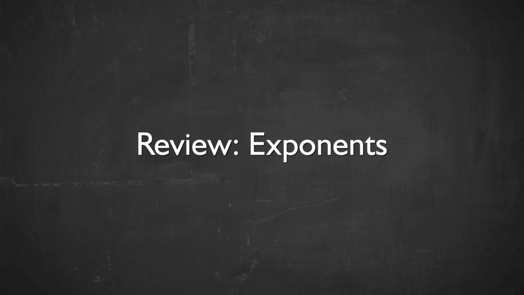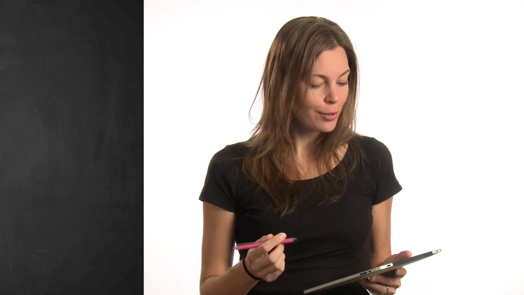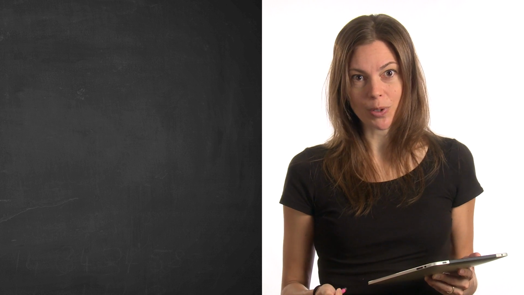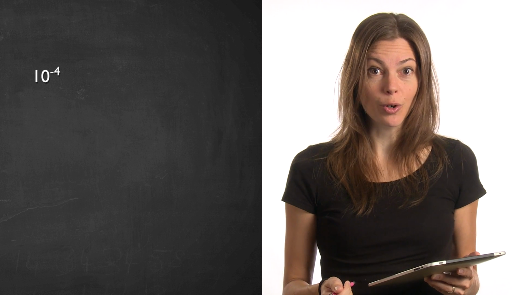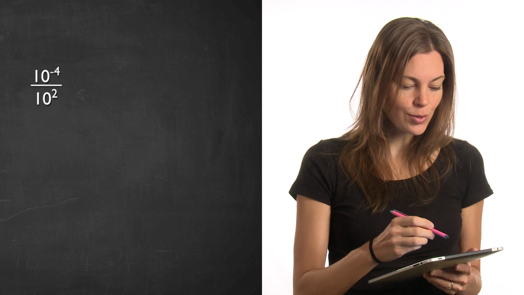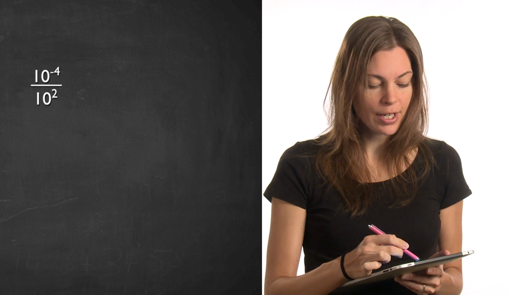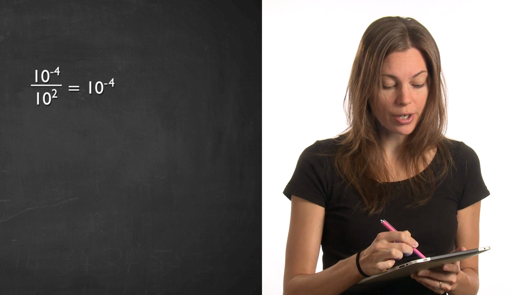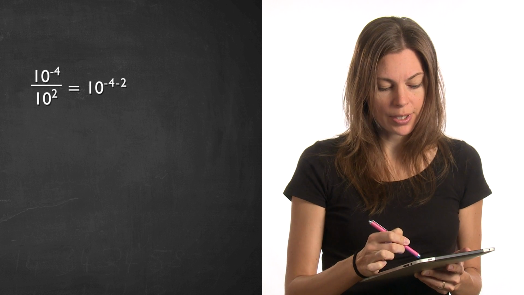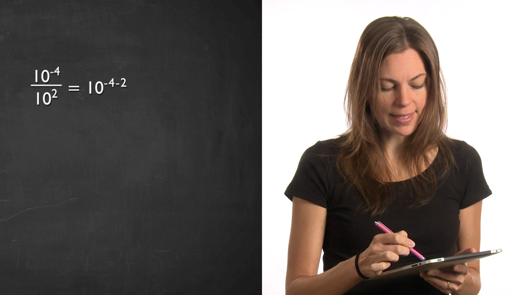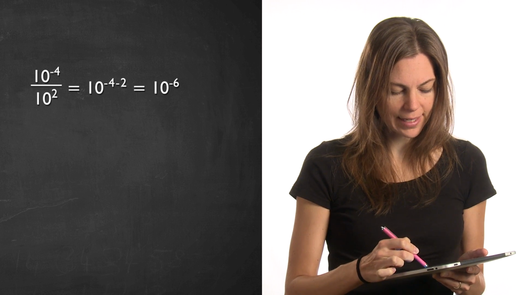Some basic manipulation of powers is going to be helpful for this course. So let's work through a few problems together. The first problem is a division problem where we divide 10 to the negative 4 over 10 to the second. Since it's a division, you would take 10 to the negative 4 minus 2, and this equals 10 to the negative 6.